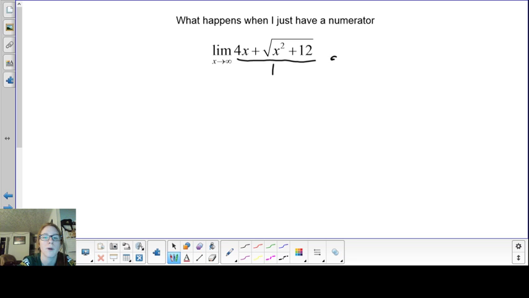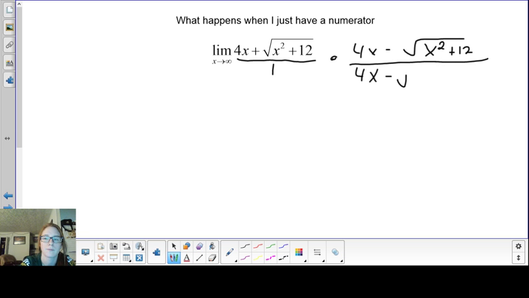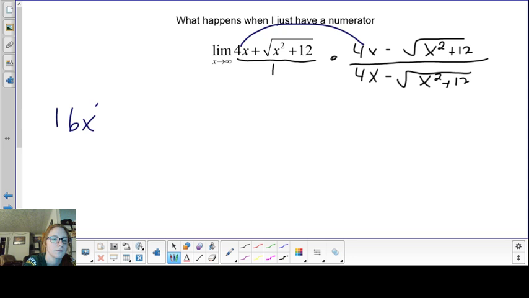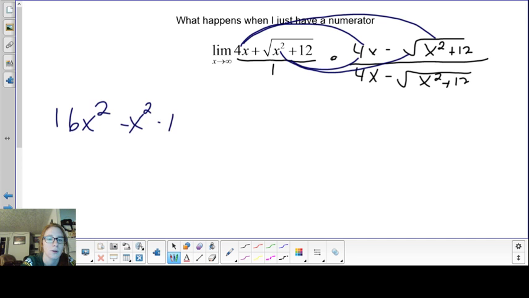We're going to go ahead and multiply by the conjugate. Remember, the conjugate is almost everything the same except for the sign in the middle between the two terms. The idea is to get rid of the square root on top. So when I go ahead and do that, I have 4x times 4x, which is 16x squared. This times this is going to cancel each other out. You're getting rid of the middle terms. That's the whole point of the conjugate. So you just do the last two. So minus x squared minus 12.